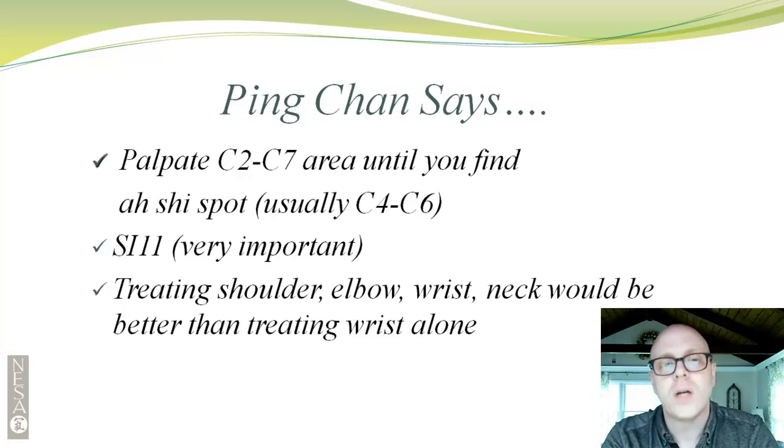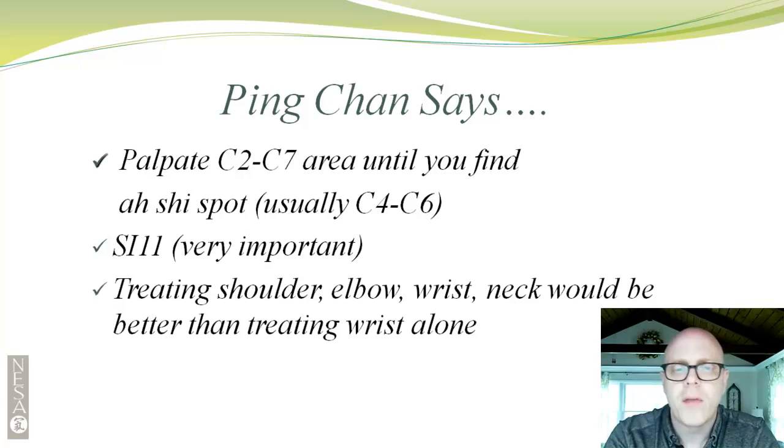He also recommends small intestine 11 as being very important in carpal tunnel syndrome, not necessarily meridian-wise, but because the point can relieve a lot of stagnation in the upper extremity. And he also would mention treating the shoulder, elbow, wrist, and neck would be better than treating the wrist alone. And this is true. You wouldn't want to treat just the wrist for carpal tunnel syndrome. You'd want to involve some Hua Tuo Jia Ji points that affect the C6, C7 nerve roots. So remember that. You want to be able to differentiate between whether it's a wrist problem, an elbow problem, a shoulder problem, which we didn't talk about the thoracic as much, or is it coming from the neck?